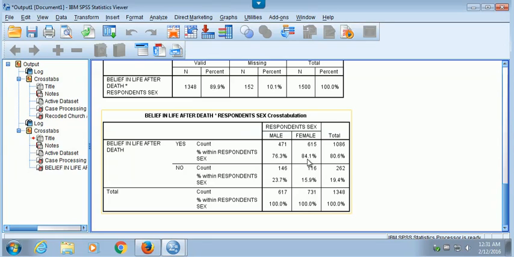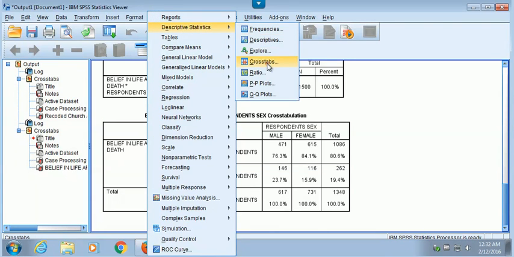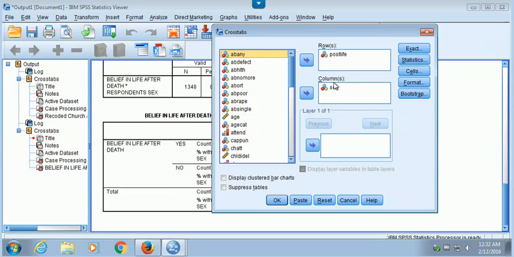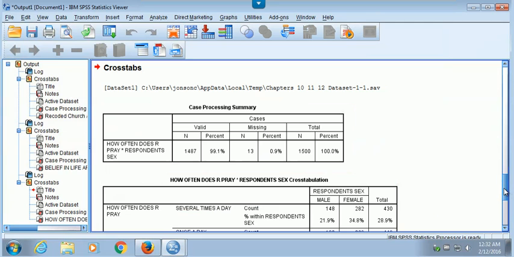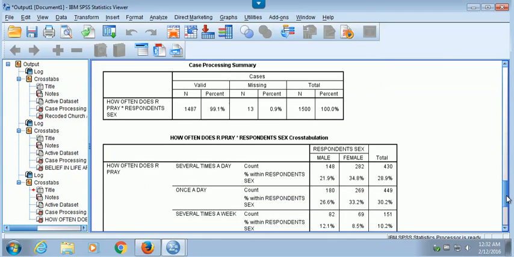On the next one that the book has you walk through, they're looking at how often people pray and whether or not sex predicts how often people pray. So again, we're going to go to crosstabs. We're going to leave sex right here as our independent variable. We're going to get rid of postlife, and we're going to move down to pray. Again, if you want to check that cells tab, it should stay the same. Click OK. Again, ignore that first box up top, the case processing summary.